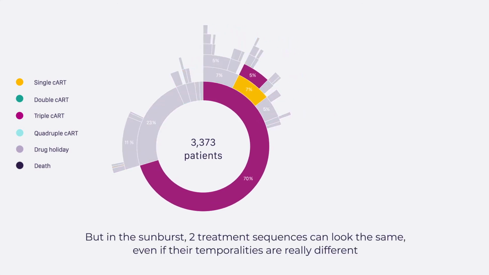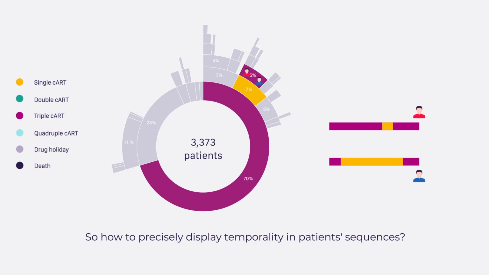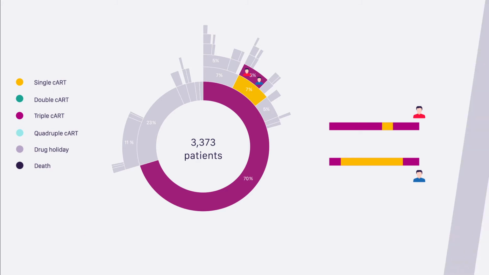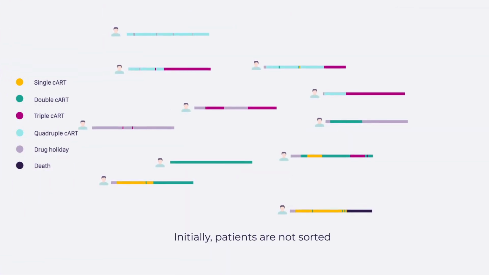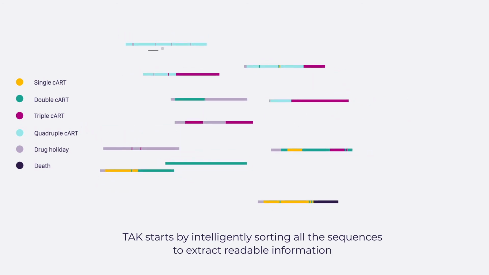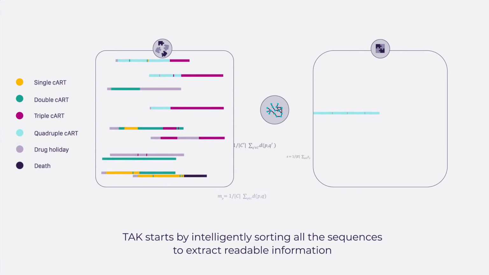But in the sunburst, 2 treatment sequences can look the same, even if their temporalities are really different. So, how to precisely display temporality in patients' sequences? Here comes TAC. Initially, patients are not sorted. TAC starts by intelligently sorting all the sequences to extract readable information.